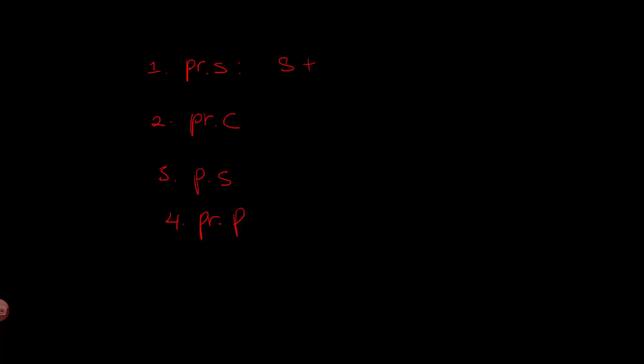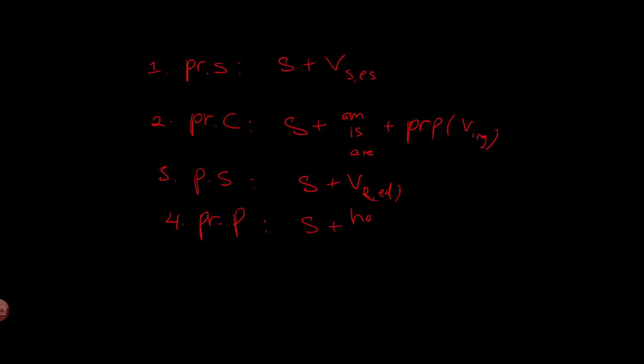Subject plus verb S or ES. Alright. And present continuous? Subject plus be plus present participle, that is verb adding ing, all right? And past simple, subject plus verb 2 or ed, right? Okay, and present perfect, subject plus have or has plus past participle. That is verb 3 or ed.